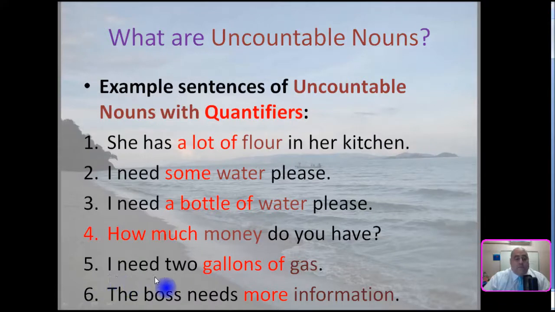Number 5, I need 2 gallons of gas. The quantifier is gallons. You can count gallons, but you can't count liquids. Gas is a liquid. Lastly, number 6, the boss needs more information. More is a quantifier. Information is the uncountable noun. How much information? How do you count information? 100 information, 1,000,000 information. It's uncountable. It's just information. The boss needs more information. So he's looking for more information to make a decision.